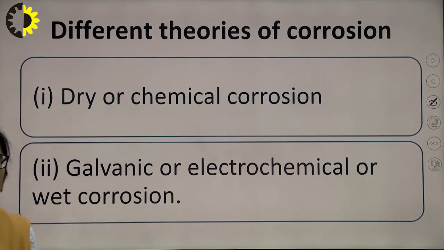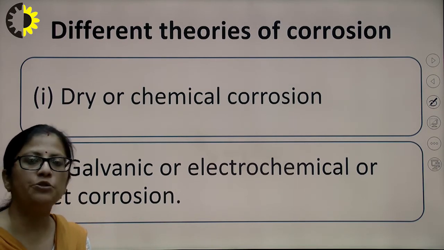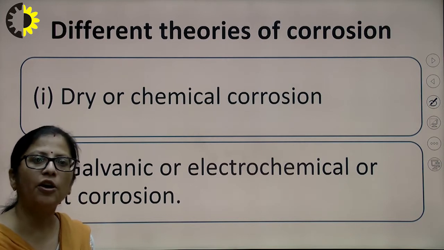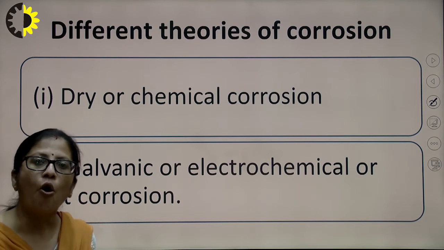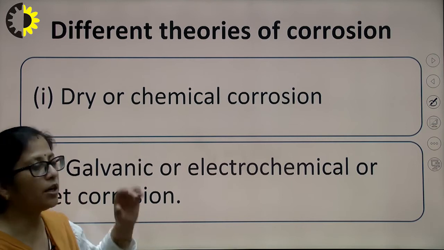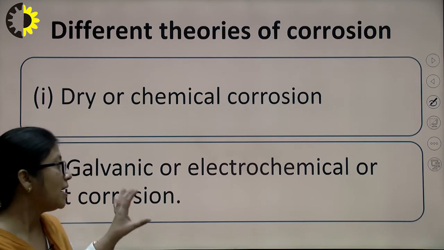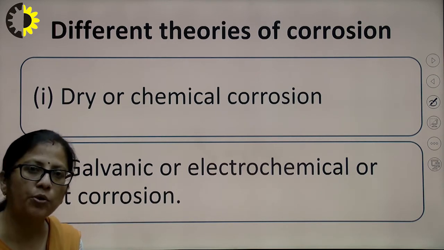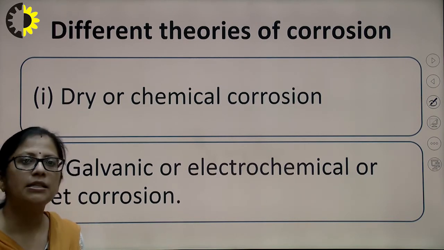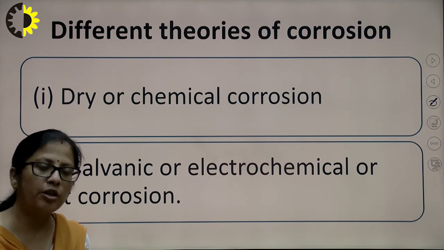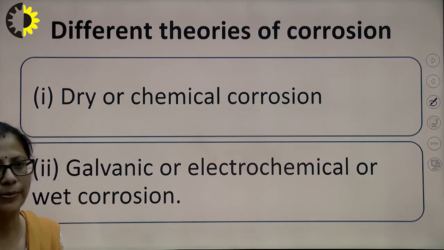Now, coming to the different theories of corrosion. Corrosion is classified broadly into two categories. First is dry or chemical corrosion, and second is galvanic or electrochemical or wet corrosion. Dry corrosion, as the name suggests, necessarily takes place in the absence of moisture, whereas galvanic or electrochemical or wet corrosion takes place in moist conditions, because small short-circuited galvanic cells are formed, with formation of cathode and anode. Therefore, this corrosion is also known as galvanic corrosion.